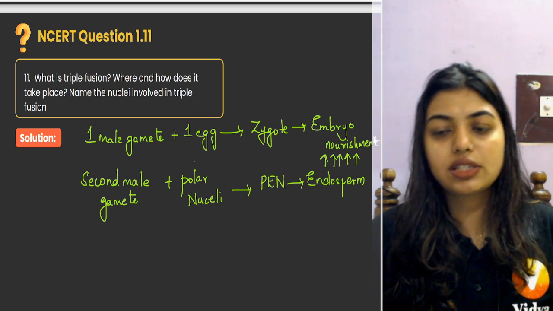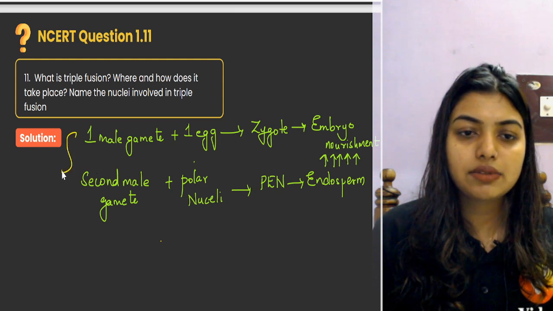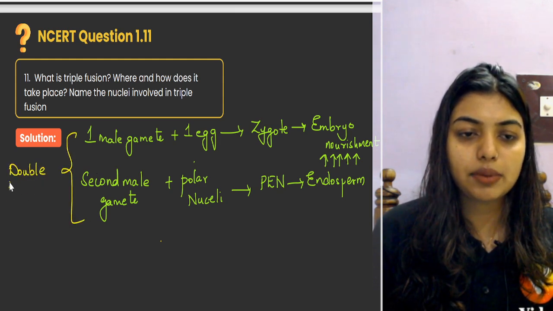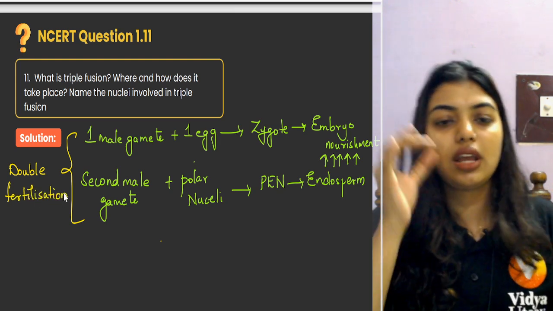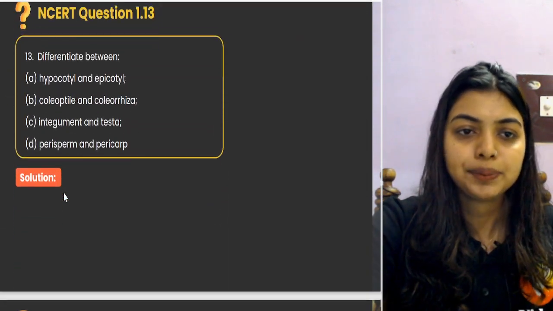Nourishment. So since these two fusions are happening at the same time, we will call it double fertilization. Two marriages are happening at the same time, so we will call it double marriage. No, nothing like that. We say double dhamaka, no, double fertilization. Got it? This is your whole triple fusion and all the nuclei that are involved with it.